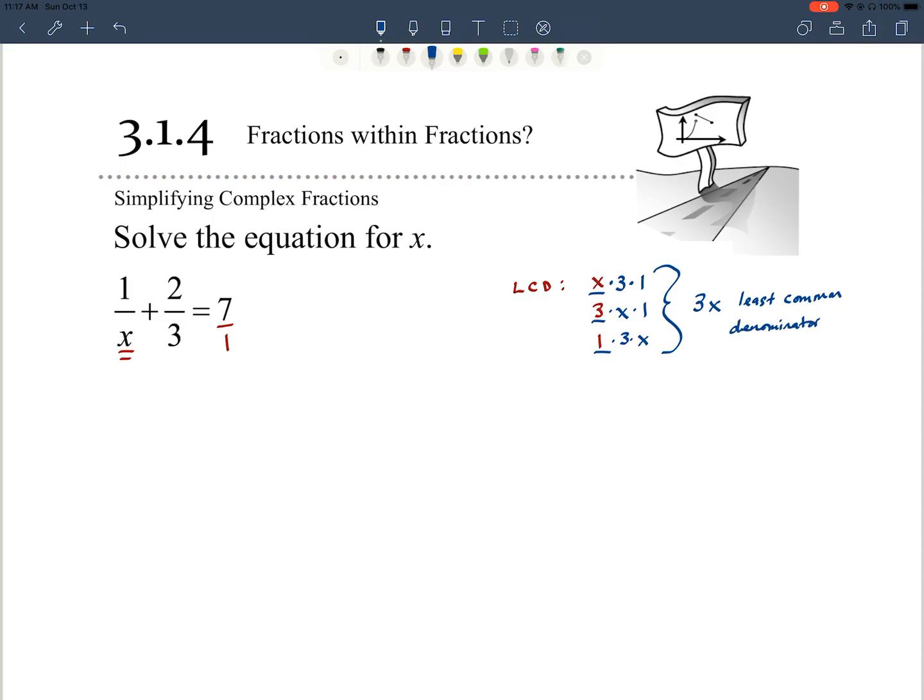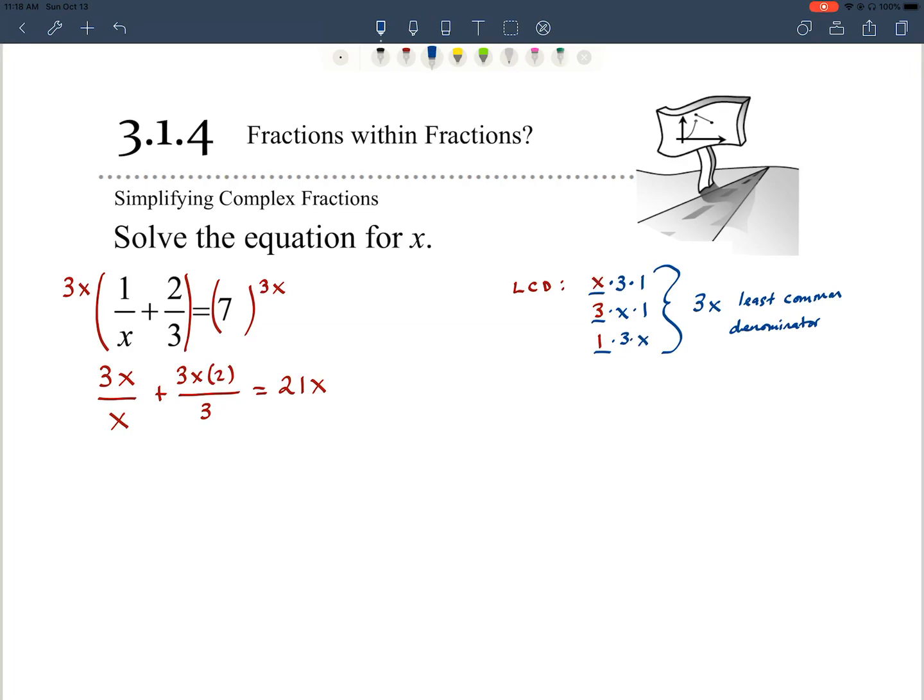Now the thing is, we're not going to actually change these to be those denominators. What we're going to do is use that value to get rid of the fractions. So we're going to multiply both sides of the equation by 3x. And when we did that, we would have 3x times 1 is 3x over x, plus 3x times 2 over 3 should equal 3x times 7, which is 21x.